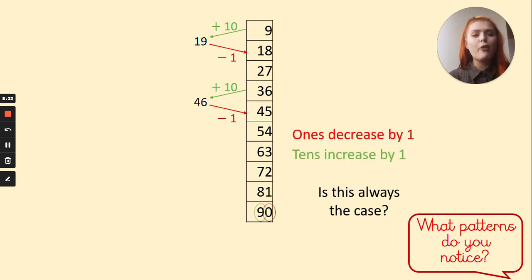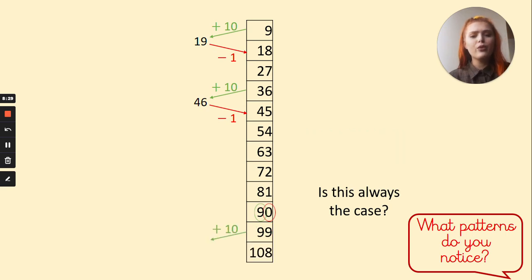Does this work for all of our 9 times tables? Let's have a look at some of the bigger times tables. So I've got 11 times 9, which is 99. To find 12 times 9, can I use this rule? 99 add 10 is 109. Take away 1 is 108. So this does work for all my numbers in the 9 times table.